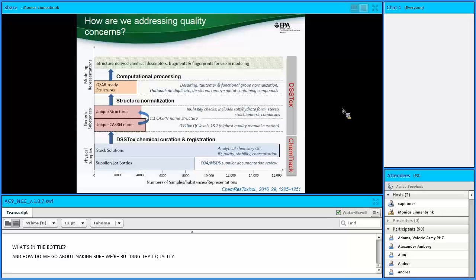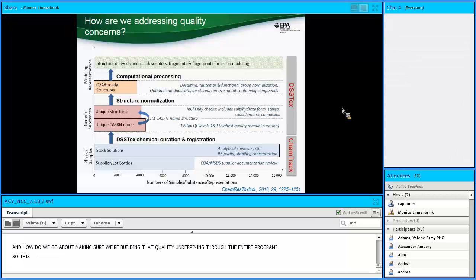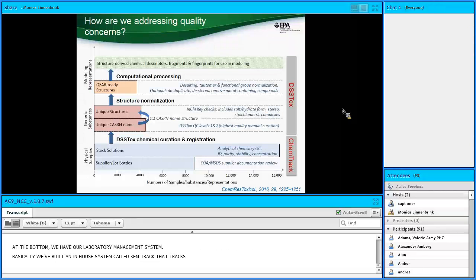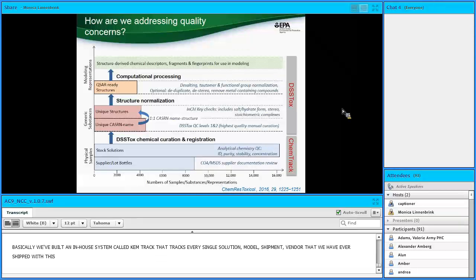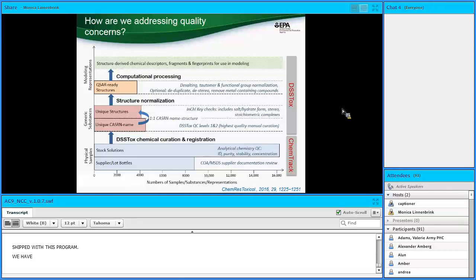So this slide is intended to give you an idea of all of the work that really underpins the program. At the bottom, we have our laboratory management system, basically. We've built an in-house system called ChemTrack that tracks every single bottle, solution, plating, shipment, vendor that we have ever shipped with this program. We have analytical chemistry through the Tox21 program for the majority of our chemicals, not necessarily for all the different supplier bottles. And so all of that has been tracked.